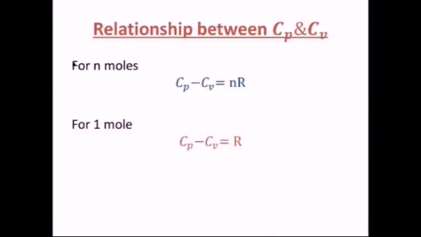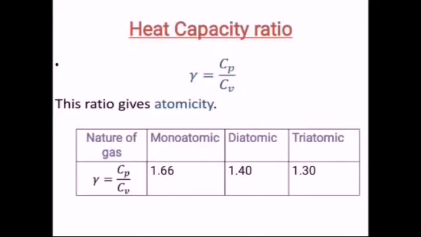Okay. Now next one, we have heat capacity ratio. This is also important. What is heat capacity ratio? This is denoted by gamma. This equals Cp over Cv. This is known as heat capacity ratio. And this ratio gives atomicity. Remember this point. This ratio gives atomicity. How does this give atomicity? You can see in the table that for a monoatomic gas, the ratio becomes 1.66. For a diatomic gas like H2 or O2, it becomes 1.40. For a triatomic gas like O3, it becomes 1.30. Okay, so you should remember these values.